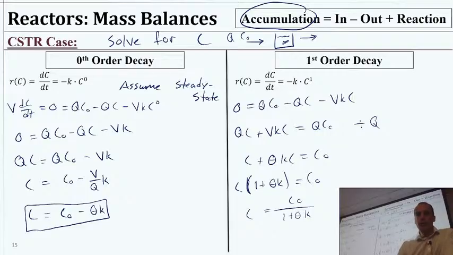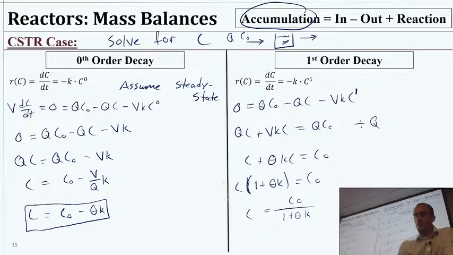All right, so real quickly, we have the accumulation set to 0 for steady state. Going to be the same otherwise, and then we have the reaction term including c to the 1 power, so that c remains as just c. So then if we get the c terms by themselves, add them to both sides, get them on the left, it's qc plus vkc equals qc naught. I like to divide by q at some point, maybe this stage. That'll give us something a little simpler, c plus, I went ahead and put v over q as theta, so c plus theta kc equals c naught.